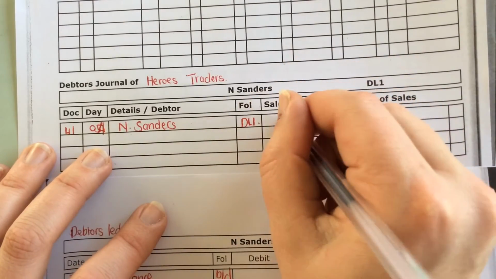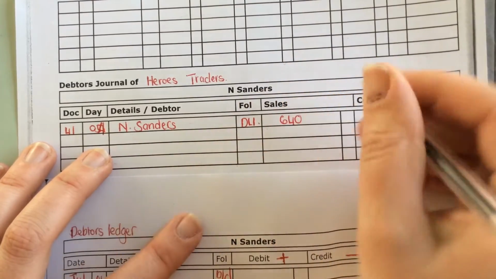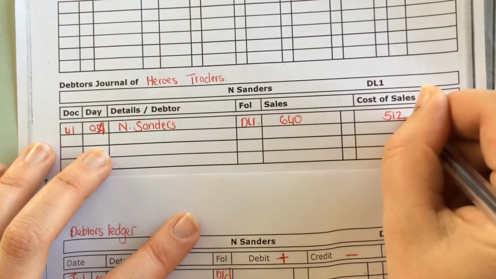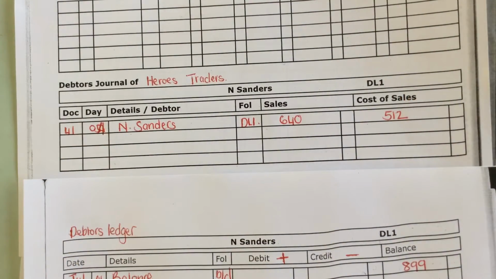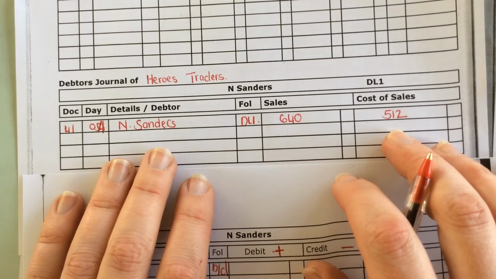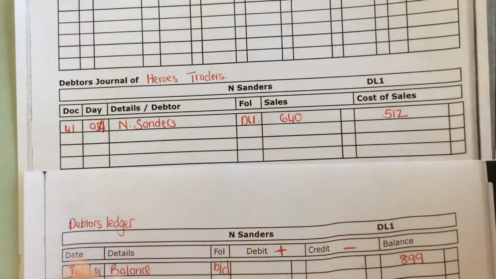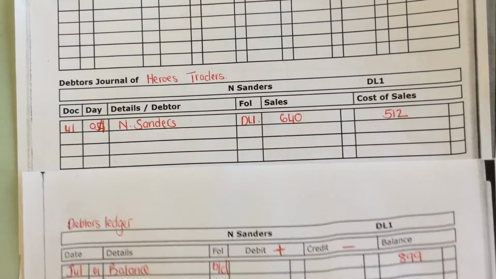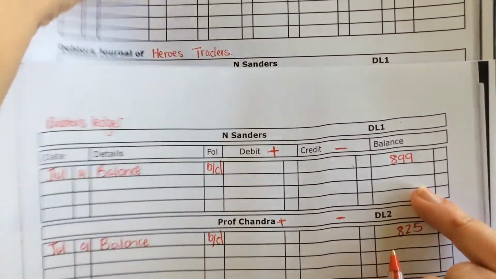They gave you the selling price of 640 and they gave you the cost price, so you don't need to calculate, 512. Then you say, it does affect the amount that this debtor owes me. Do you agree? Yes. Okay, so what am I going to do? I'm going to update the balance that I've currently got for him in the debtor's ledger.